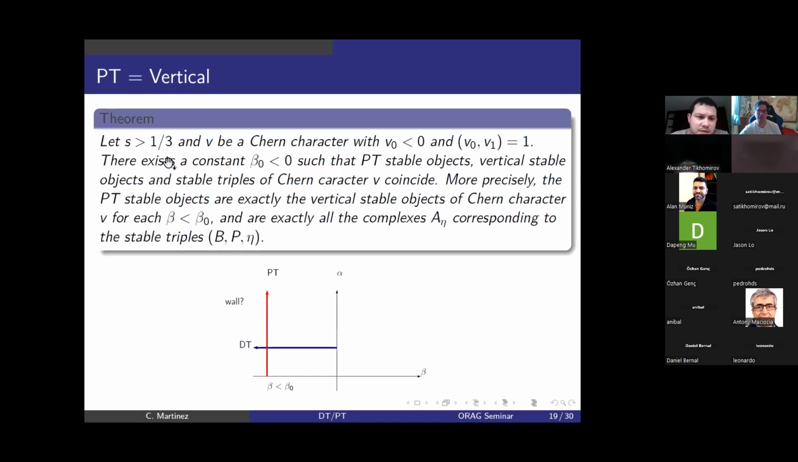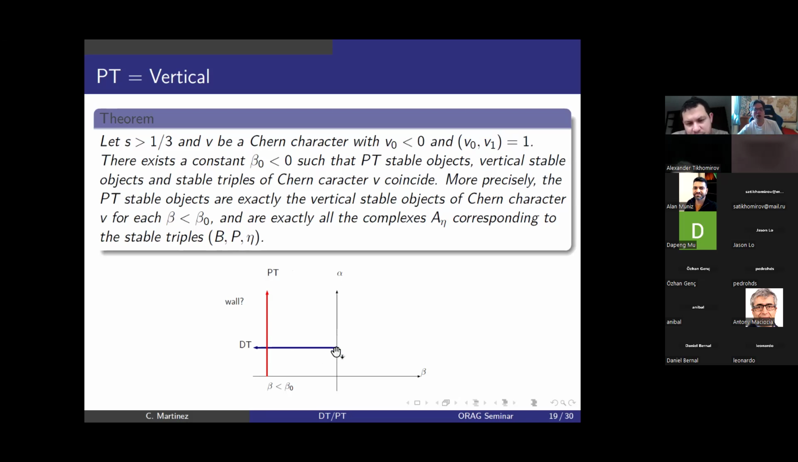So we can fix an s. When we fix the s, we get this two-parameter family of stability conditions, right? The beta and the alpha. And somehow we have these two things, right? There is a value beta 0 that depends on the Chern character. It says that if I move vertically here, I get these vertical stable objects that are exactly the same as the stable triples and are exactly the same as the PT stable objects. So in this direction, vertically, I get PT.